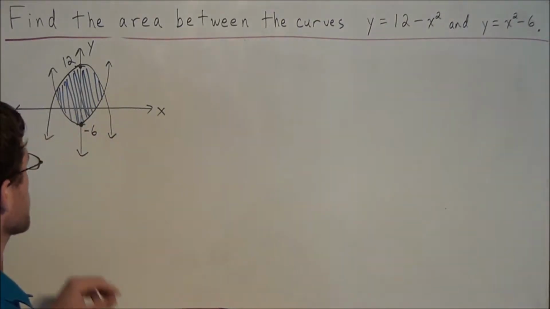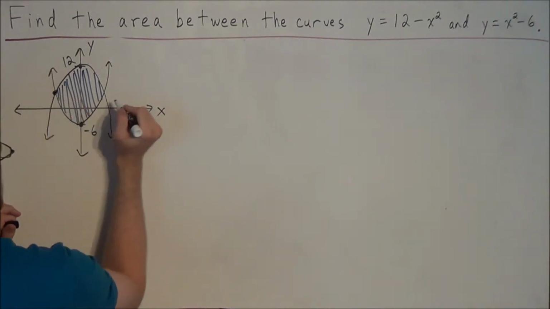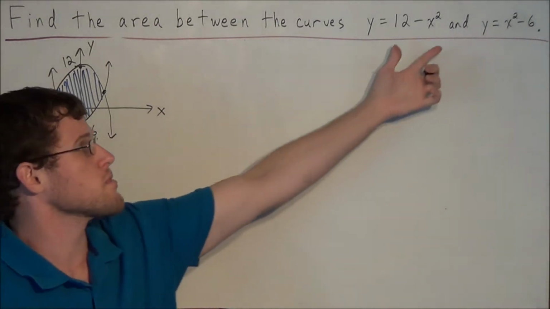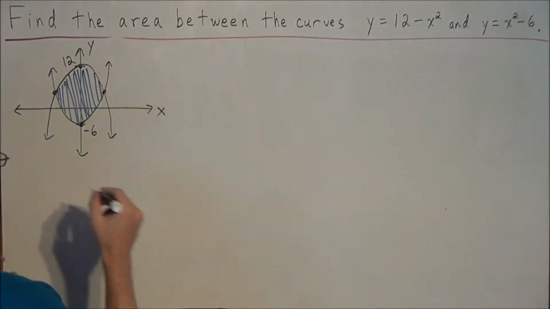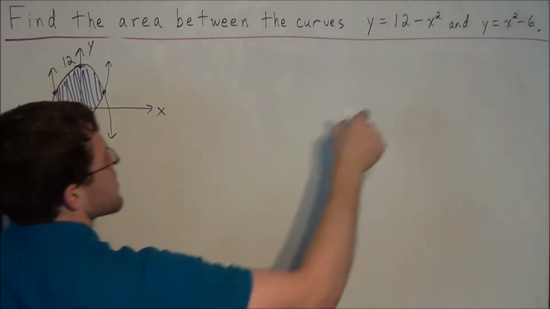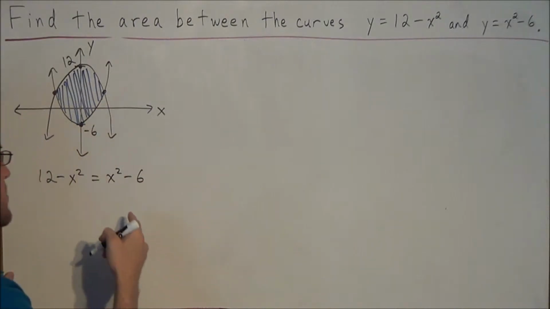And to find the lower and upper limit, we need to just find where these two curves intersect, the beginning and the end. So the way that we're going to find these two intersection points is we're going to set these equations equal to each other. So we're solving 12 minus x squared equals x squared minus 6. We just need to solve this equation for x.